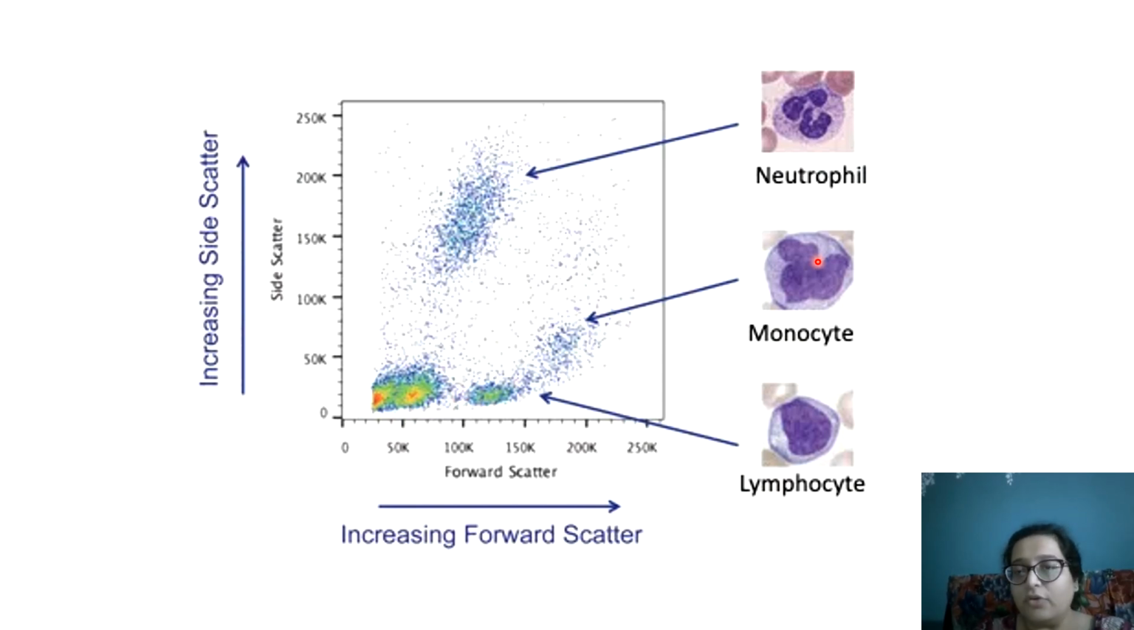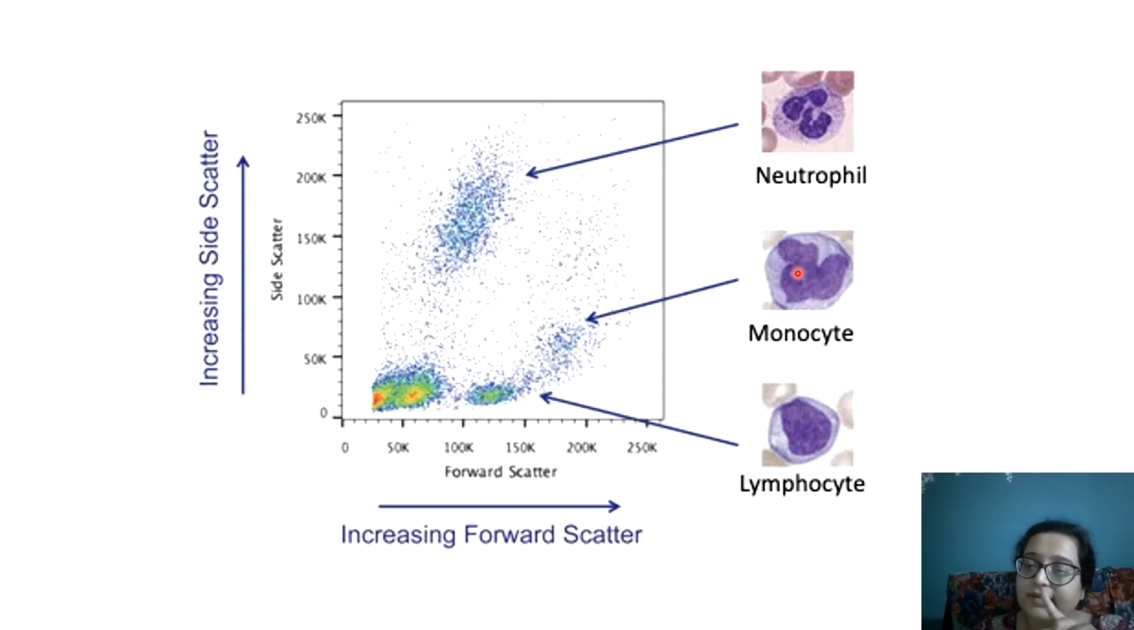Now, a monocyte is larger than a lymphocyte, so definitely the forward scatter for a monocyte should be more than that of a lymphocyte. On this axis, it should be somewhere over here. A monocyte is more complex than a lymphocyte, meaning in the cytoplasm there may be some granules and a folded nucleus, but less complex than a polymorph. So the side scatter is more than the lymphocyte, less than the polymorph. So it falls somewhere here.